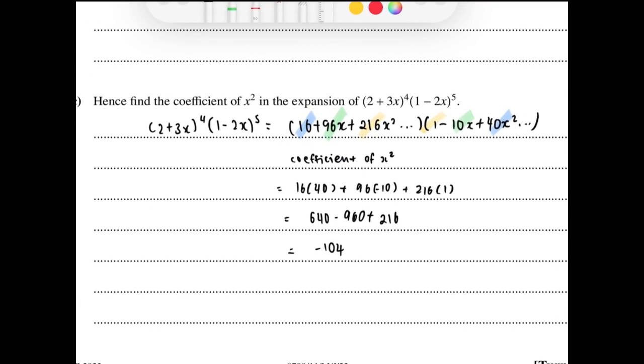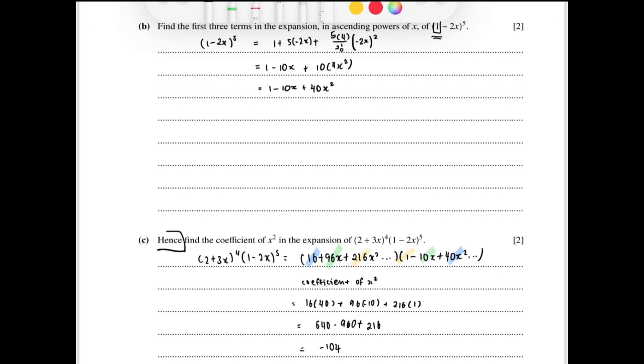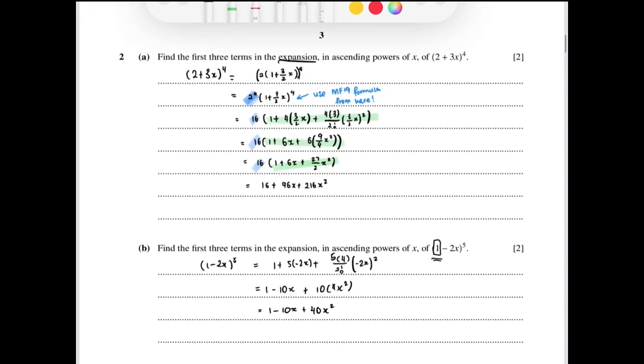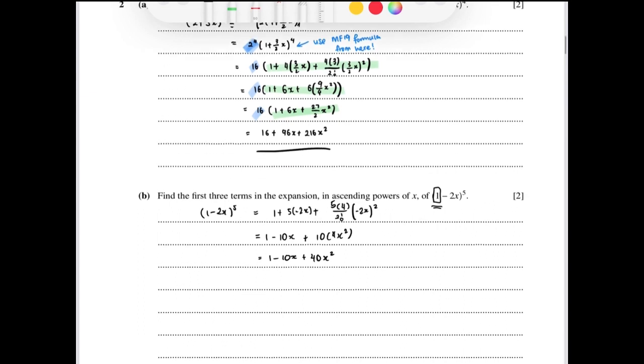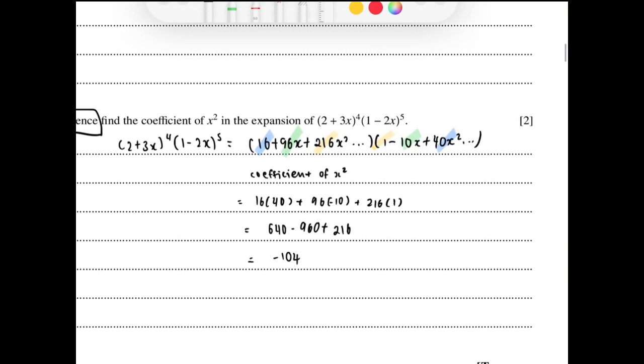Hence, find the coefficient of x squared in the expansion of (2 + 3x)^4 (1 - 2x)^5. You need to recognize that, since you already see a "hence", it's a follow-up question, right? So you need to recognize that we've already solved the first 3 terms here, for these 2 separate expansions.